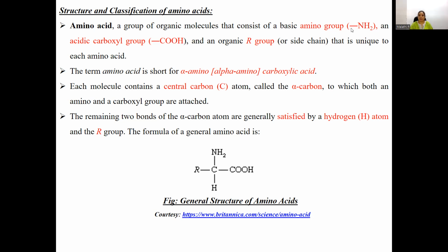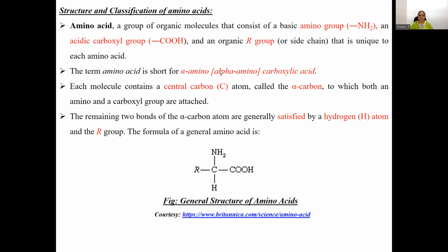Apart from this amino group and acid group, you also will have the R side chain group. This is unique for different amino acids. There are around 20 standard amino acids in the human body, and all these 20 will have different R groups. Whereas the amino group, NH2, and the carboxyl group, COOH, are common for all the amino acids, and the R group will be different for each amino acid.